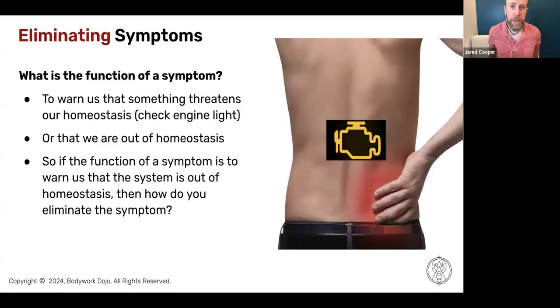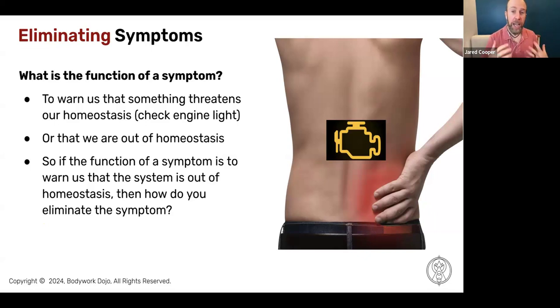So what is the function of a symptom? Why do people have symptoms in the first place? It's simple. Symptoms warn us that something is out of balance. Basically, a symptom is just a check engine light. It's either there to tell you you're out of balance or something is throwing you out of balance. A symptom is there to tell you you are falling out of homeostasis. And I don't just mean pain. I mean all symptoms: coughing, sneezing, rashes, fatigue, runny nose. They're basically just telling you that something is out of homeostasis.